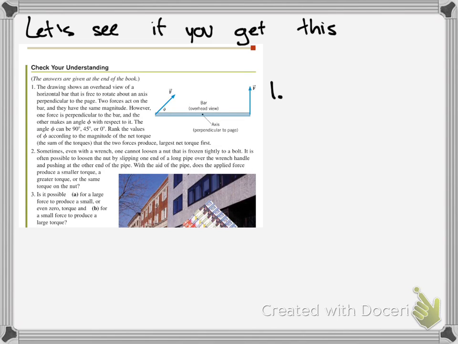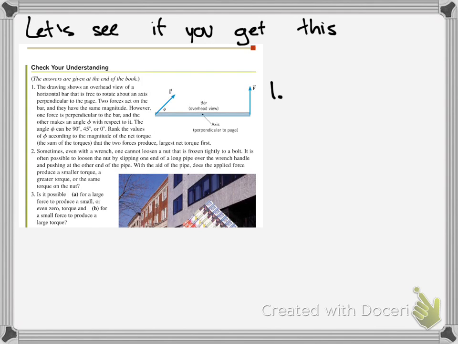So, read the problem. The drawing to the right shows an overhead view of a horizontal bar that is free to rotate about an axis perpendicular to the page. Two forces act on the bar and they have the same magnitude. However, one force is perpendicular to the bar and the other force makes an angle theta with respect to it. That means that for the force that is perpendicular to the bar, the angle is 90 degrees. The angle theta can be 90 degrees, 45 degrees, or 0 degrees. That's for the F that's slanted.